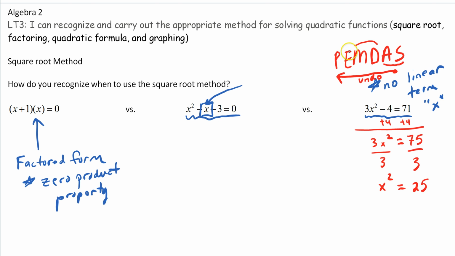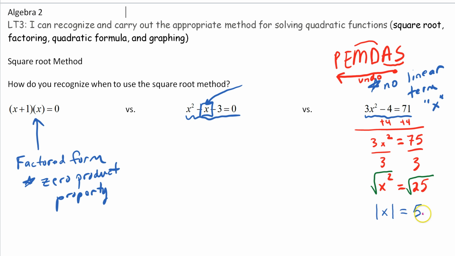Now we want to undo the exponent. So to undo the exponent of squaring, okay, or the exponent of 2, which is squaring, we are going to square root. Square root is the inverse operation of squaring, so we're going to square root both sides. Now, when we square root the square, we actually get what's called the absolute value of x equals 5.